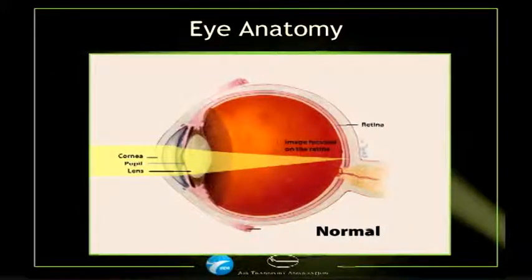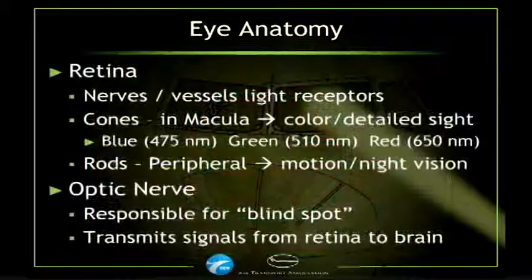Anatomically, it looks like this. The cornea in front, this is where LASIK surgery is done. The pupil, the dark spot, the lens, which serves just like a camera lens, and on the rear side, the retina. The retina consists of a series of nerves and vessels that are really light receptors. They fall into 2 broad categories.